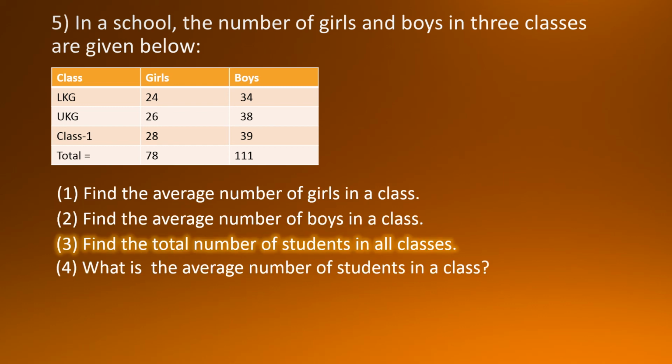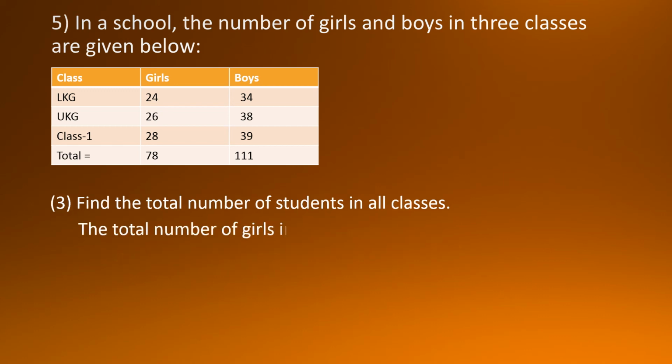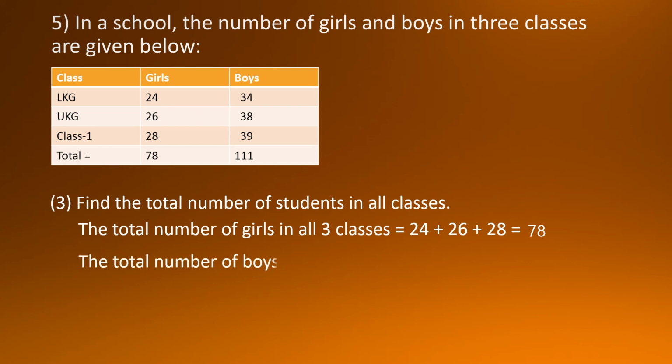The third question is, find the total number of students in all classes. The total number of girls in all 3 classes is equal to 24 plus 26 plus 28. Now do the addition. We get 78. So write down 78. The total number of boys in all 3 classes is equal to 34 plus 38 plus 39. Now do the addition. We get 111. So write down 111.